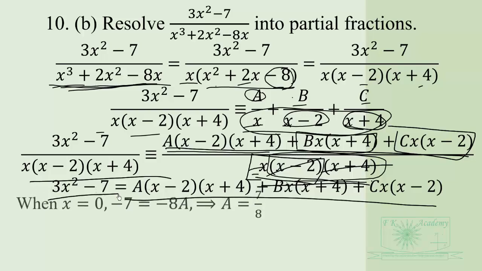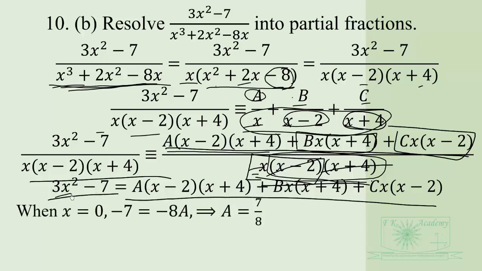So when x equals 0, we plug in 0 here, we get 0 minus 7, which will give us negative 7. When you plug in 0 here and here, everything will be 0. So you're left with this place: negative 2 times 4, which is negative 8a. Because this will be 0, this will be 0. So we solve for a to get a to be negative 7 over negative 8, which will simplify to positive 7 over 8.